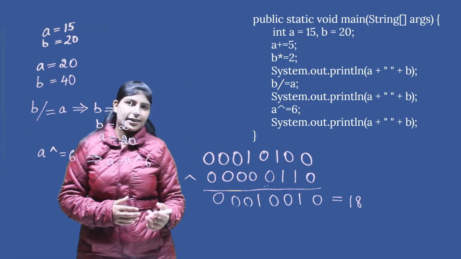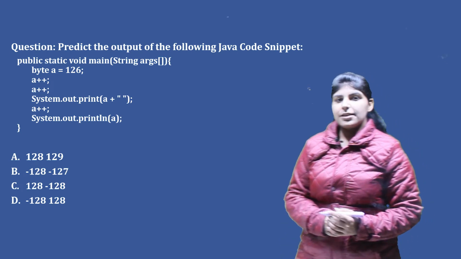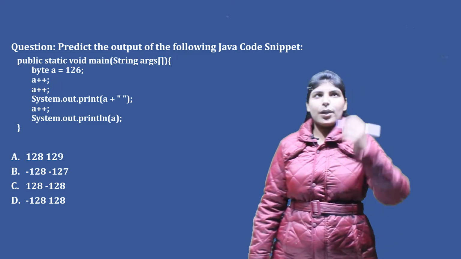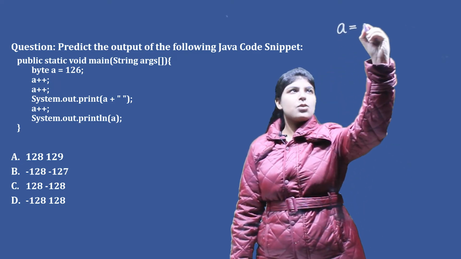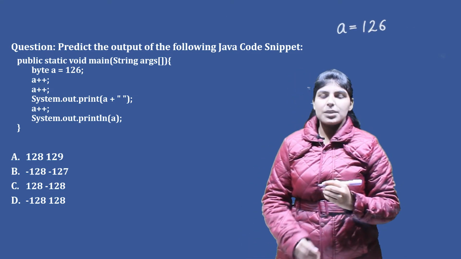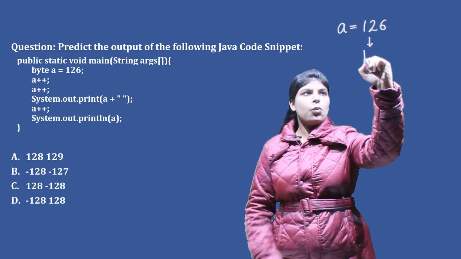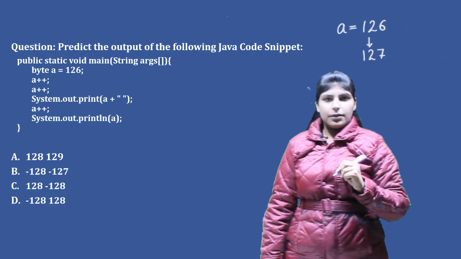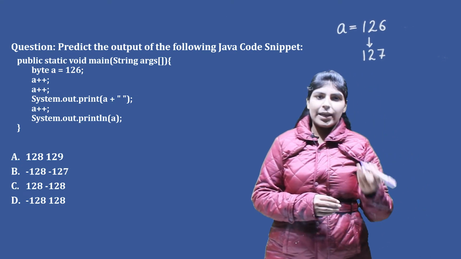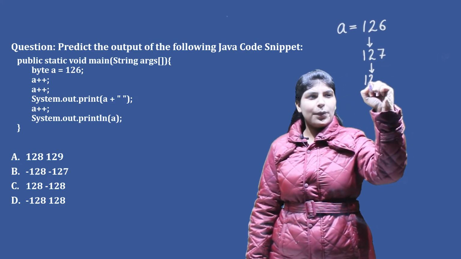So let us move on to practice some MCQs based on these operators. So now let us see the first question. In the first question, we are given a byte variable A whose value is 126. Now we are doing A++. So A++ increments the value of A. So from 126, A will become 127, right? Now again we are given A++. A++ will again increment the value of A. So from 127, A should become 128.